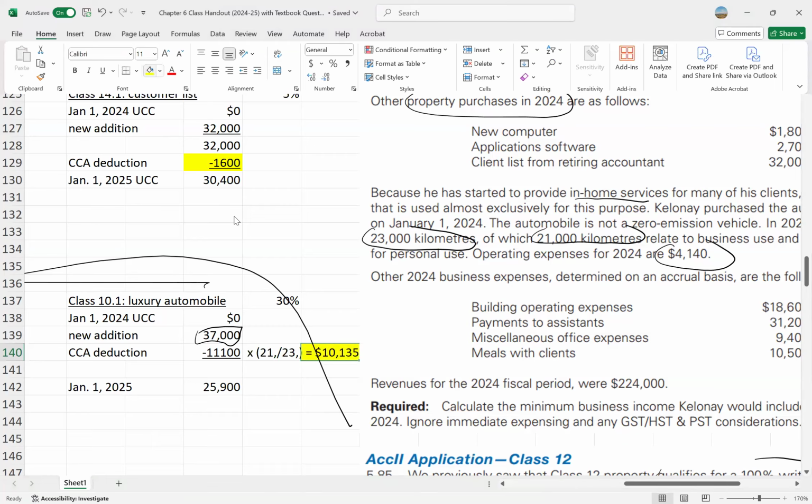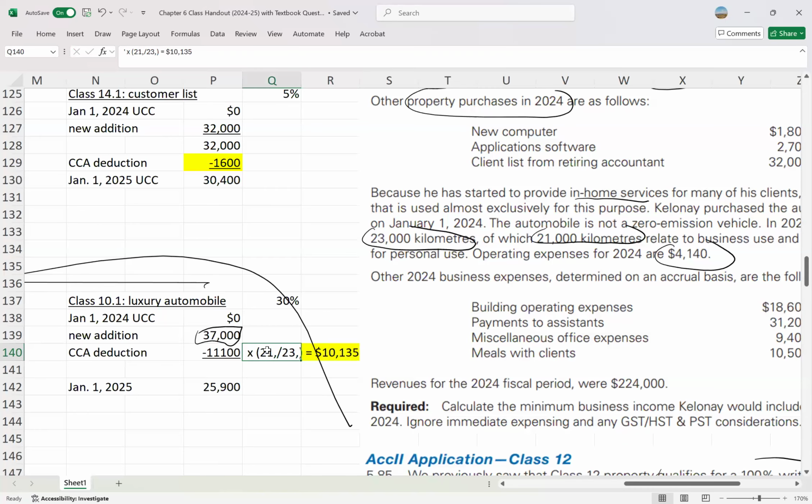And the thing is, this ratio, 21,000 over 23,000, is going to change every year. So next year, let me show you what will happen. Next year, we would still calculate the CCA deduction at 30%, so we would get 7,700, but then we would prorate that based on the kilometers for next year, because that would be different, right?